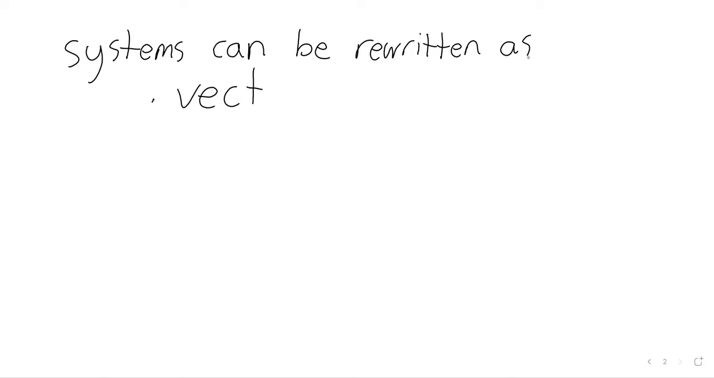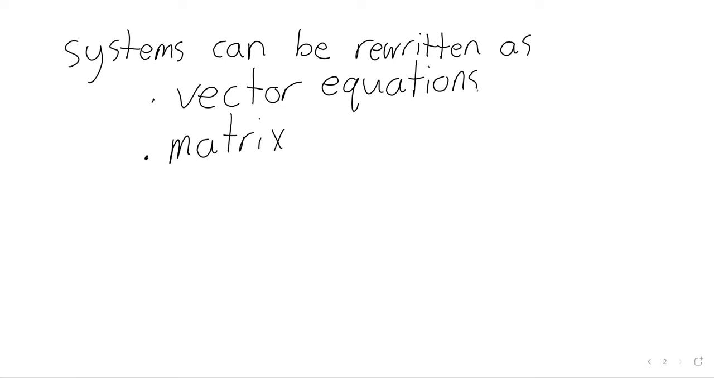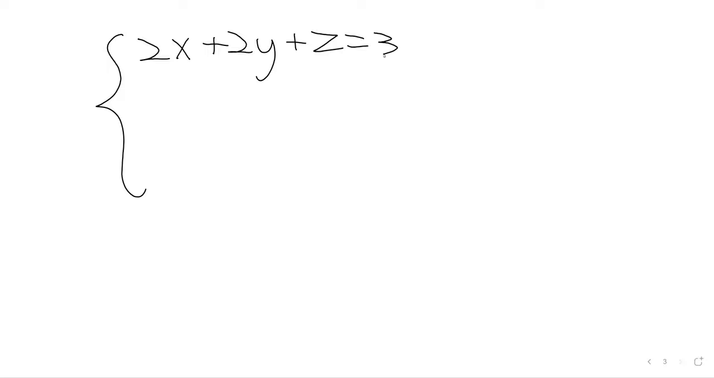that systems can be rewritten as vector equations. And as matrix equations. So maybe you have, let's use X, Y, and Z, just because I get sick of writing subscripts. Maybe we have a system of equations like this.